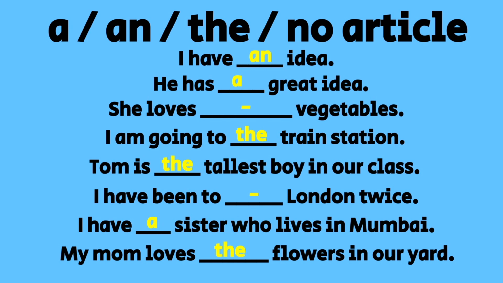I have a sister who lives in Mumbai. A sister. The word sister is a noun. It's a countable noun and it's singular. So I can use a. And why a, not an? Because the word sister starts with a consonant sound, s. My mom loves the flowers in our yard. Here, I'm talking about specific flowers, not flowers in general. And that's why I should use the flowers.